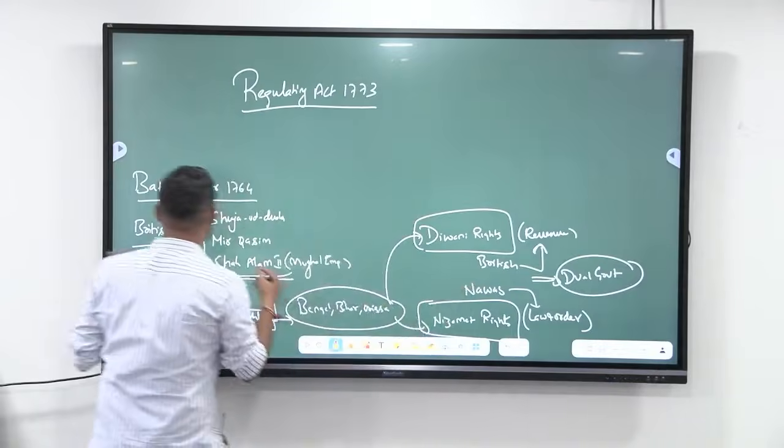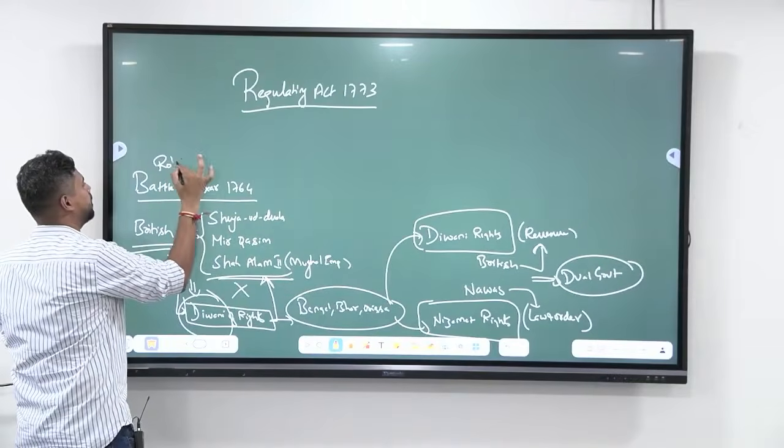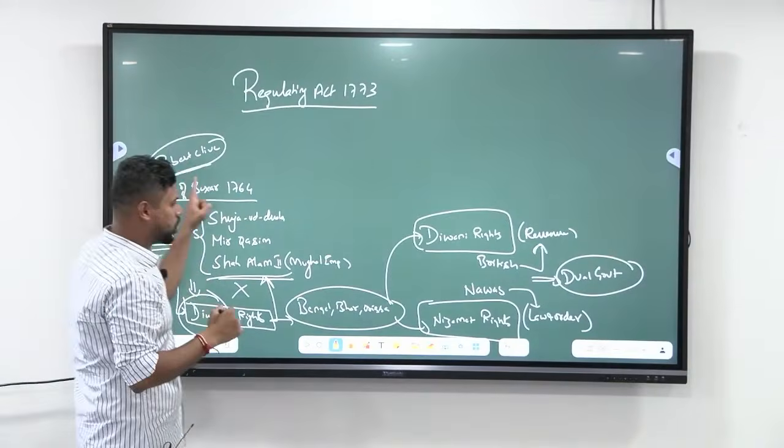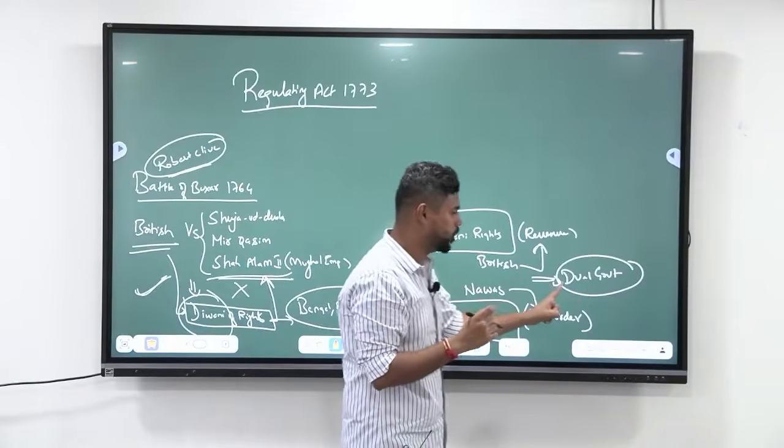So this dual government was formed during the time of Robert Clive. Robert Clive was the one who fought the Battle of Buxar. So it was during Robert Clive's tenure that the dual government was formed.